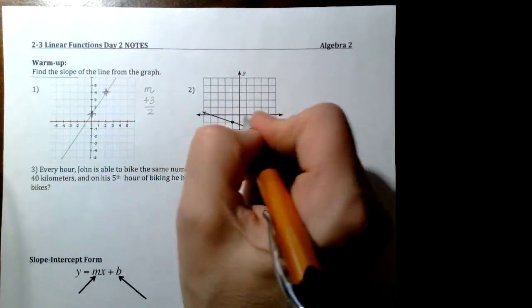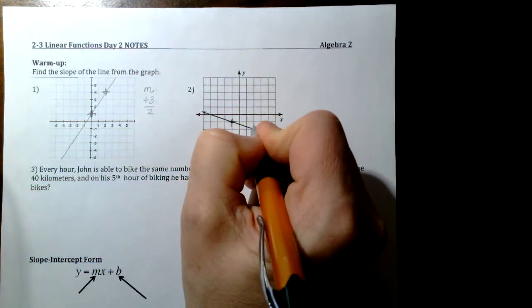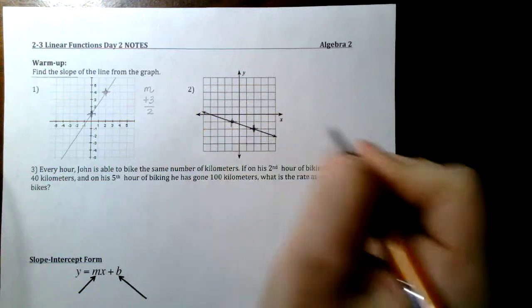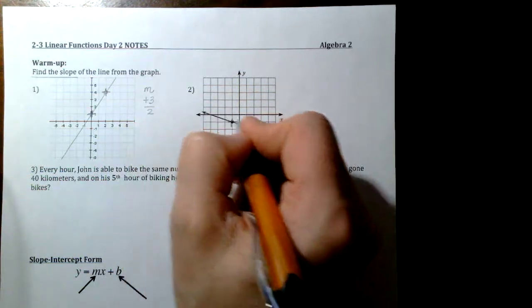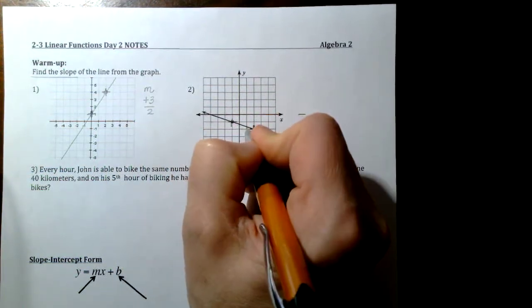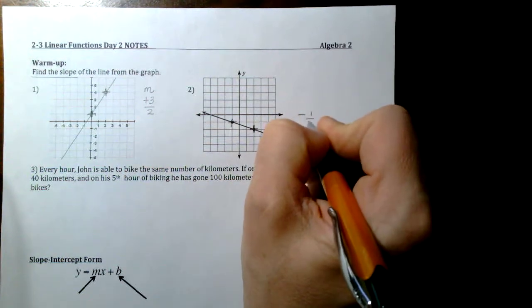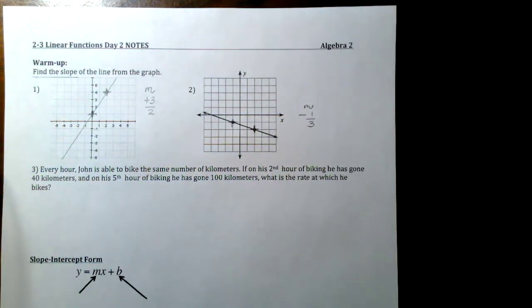All right, for number 2, we're going to do the same thing. We're going to pick 2 points that are located at the corner of the grids. This is a negative slope. I went down 1 and over 3. And I'm done with that. Okay. Then we get to word problems.